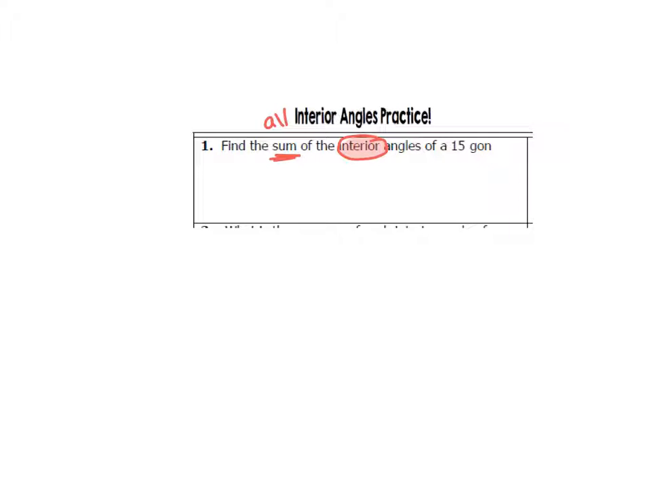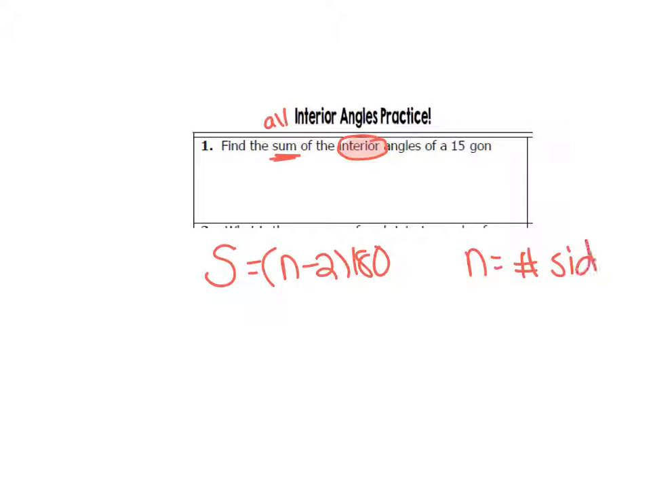Okay, and so the interior formula, sum is equal to n minus 2 in parentheses times 180. Well, this n stands for the number of sides. In this case, they're telling us the number of sides is 15. So we're going to do 15 minus 2. And then we're going to multiply that times 180. So 15 minus 2 times 180.